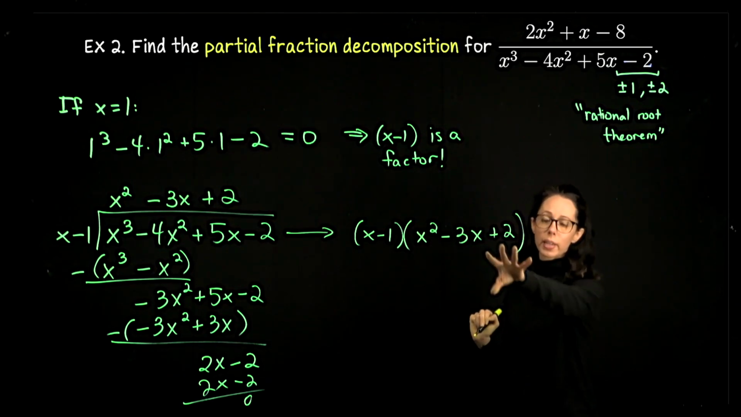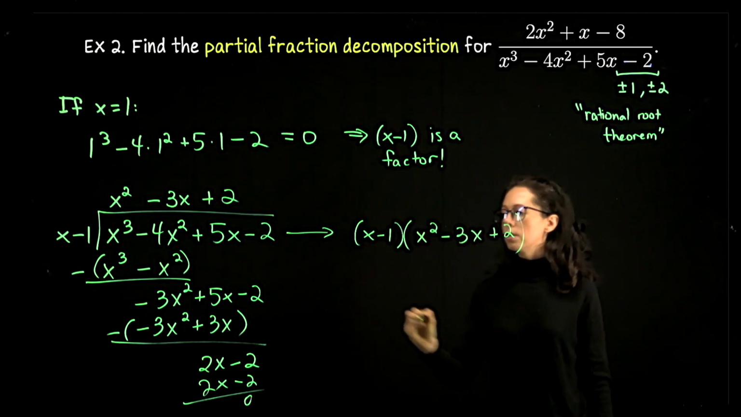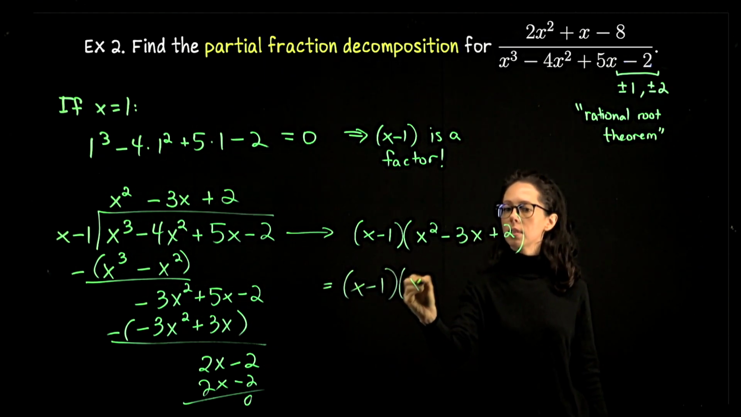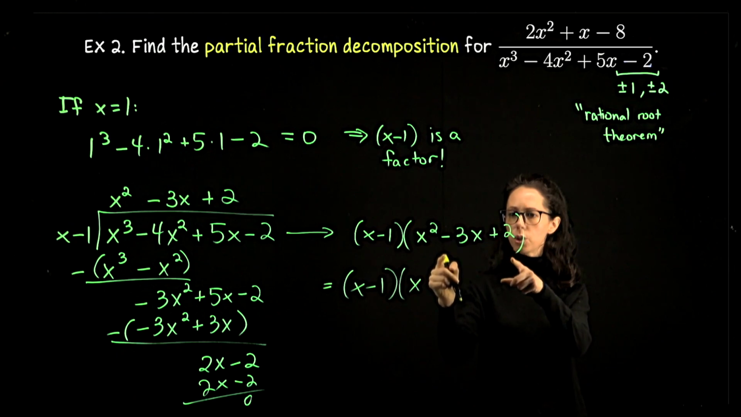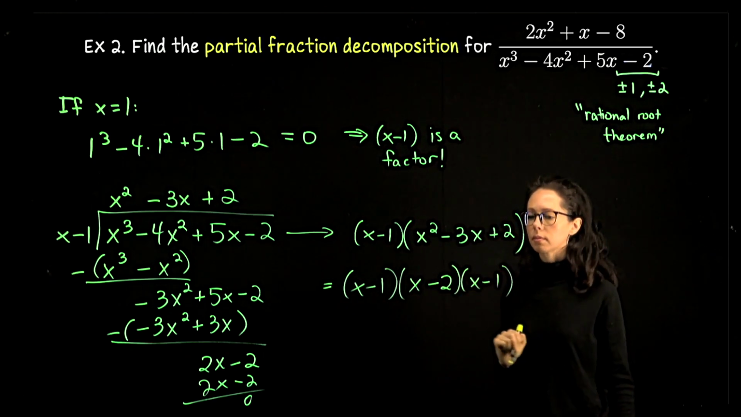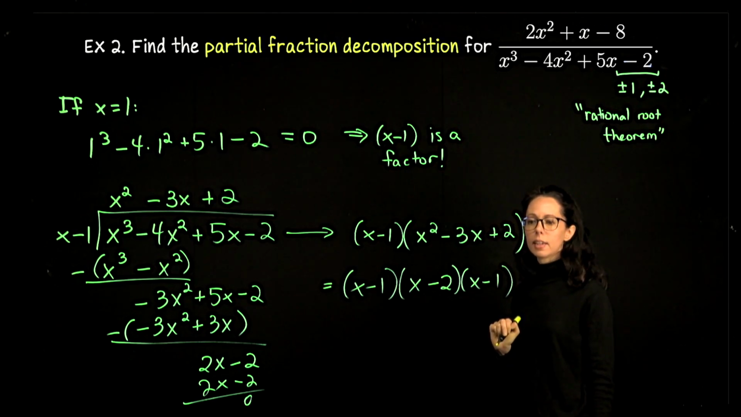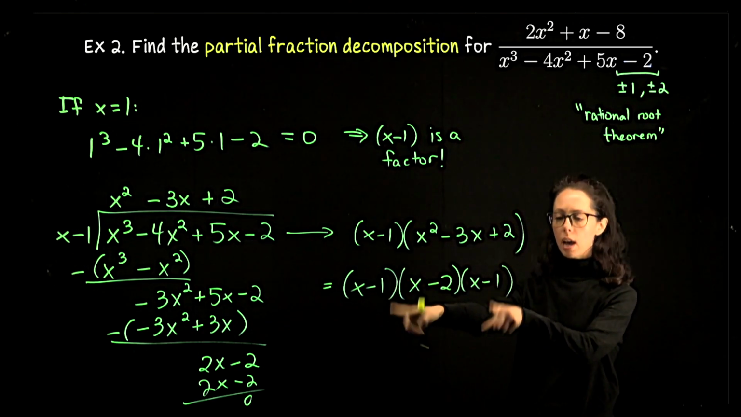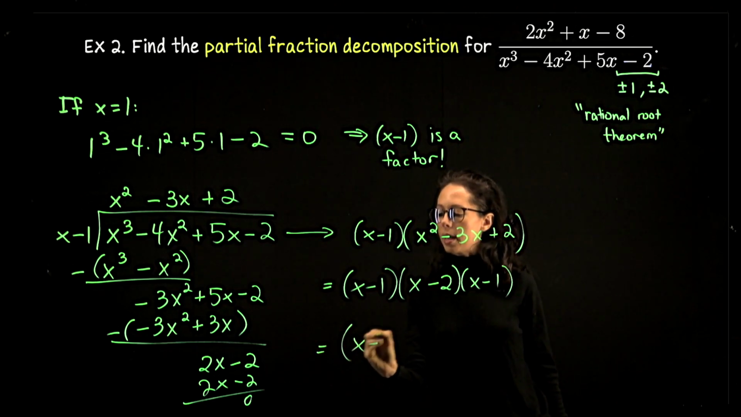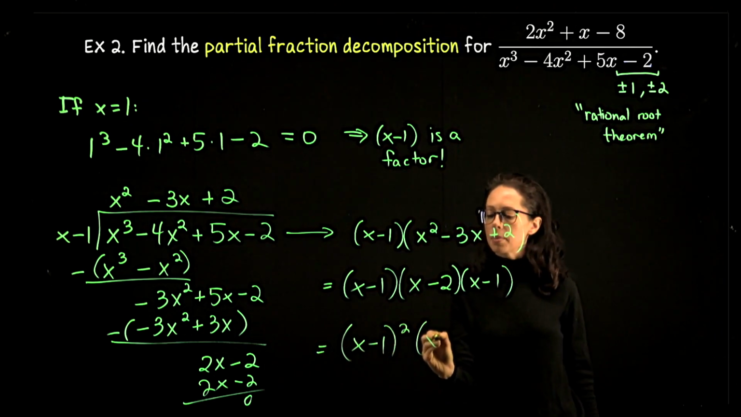We're not done yet because we can actually factor this quadratic. So this is going to be x minus 1 times x minus 2x minus 1. Now, notice I have 2 copies of x minus 1. So I can actually write the denominator now as x minus 1 squared times x minus 2.